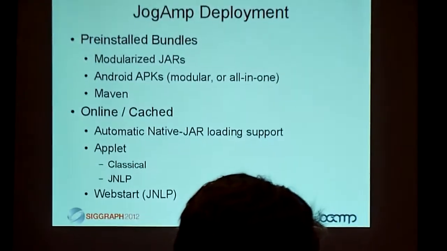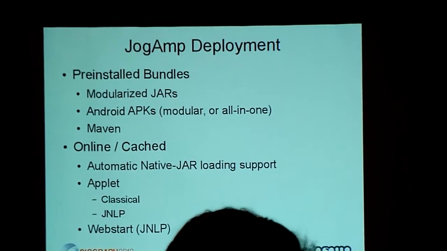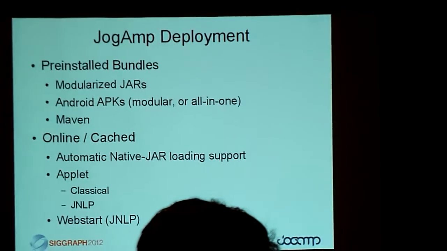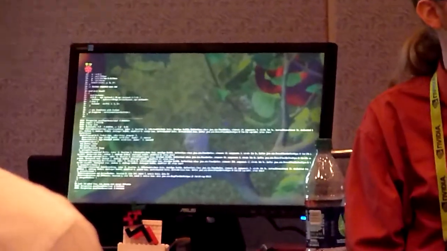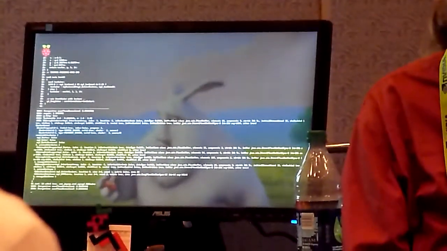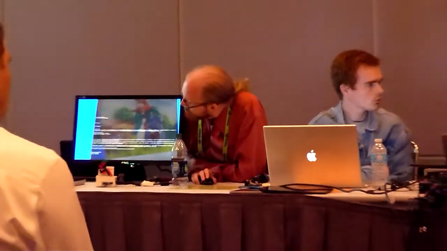If you want to deploy JogAmp, you have seen the examples now on Android and on the laptop. Later you will see applets or JNLP, Java applets. The convenience here is you can use our native jar loading support, which means you no longer need to take care of the native libraries. That's a built-in feature, platform independent. You can just drop the Joggle jars in one folder, whether it be an applet or on a computer, and then just pass the Joggle jars in your classpath, and you're good to go.